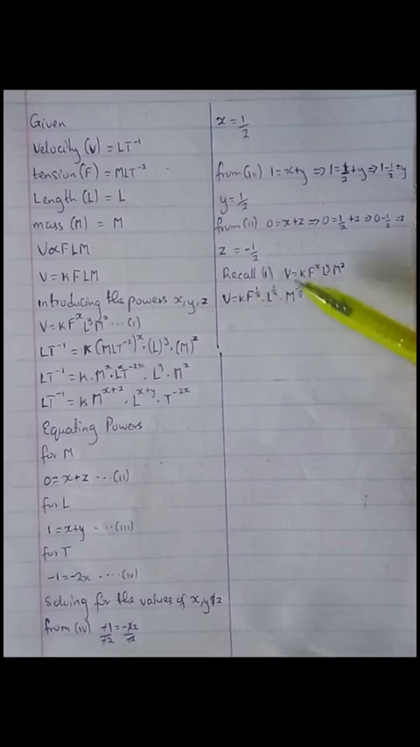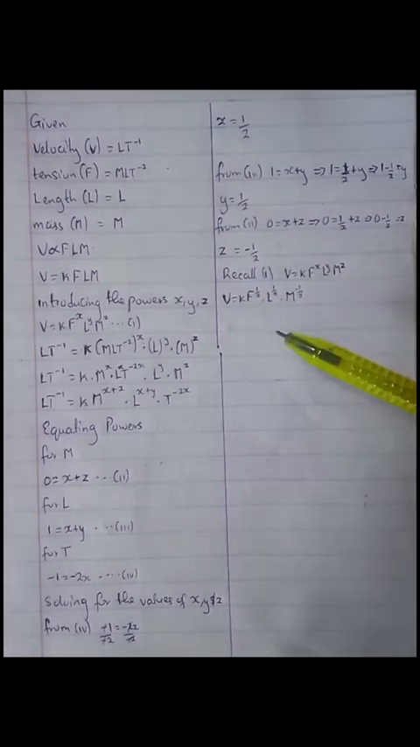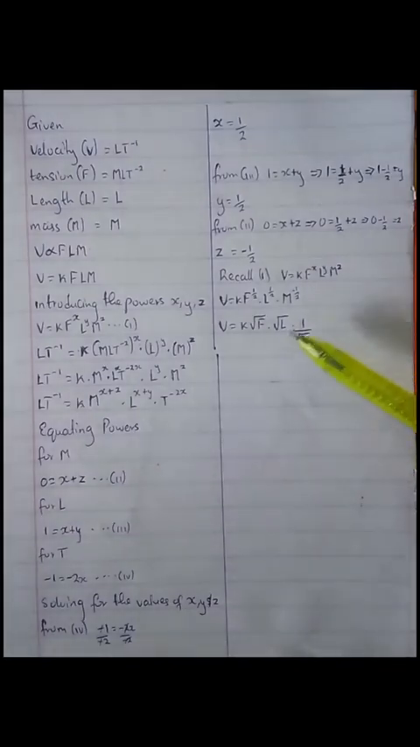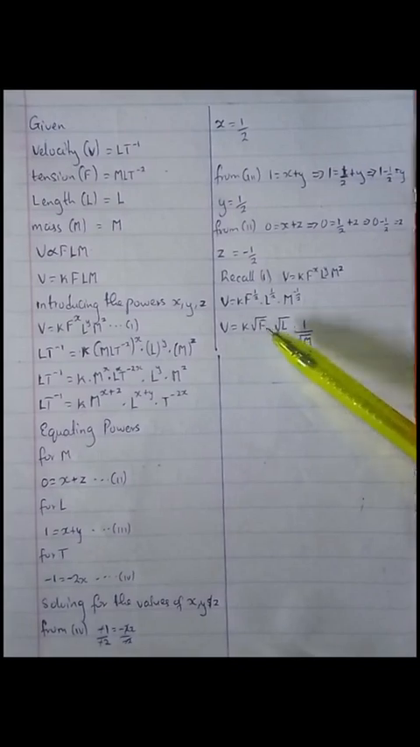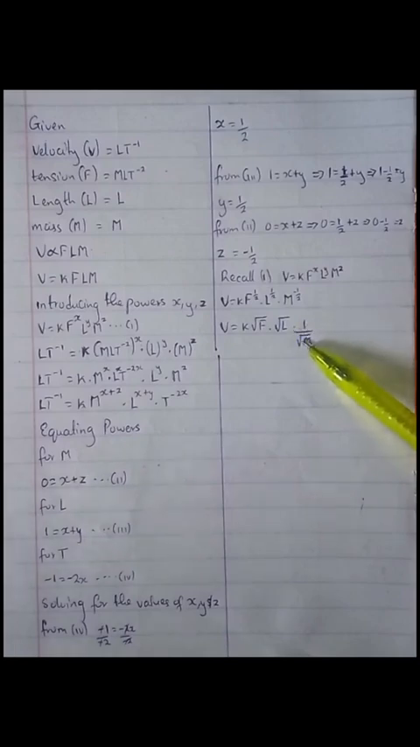And anything raised to the power of negative 1 over 2 is the same thing as 1 over the square root of that thing. So as we're having M here to the power of negative 1 over 2, it means 1 over the square root of M. For L here we have the square root of L, and for F here we have the square root of F. So this is what I mean: V equals K times the square root of F, times the square root of L, times 1 over the square root of M.